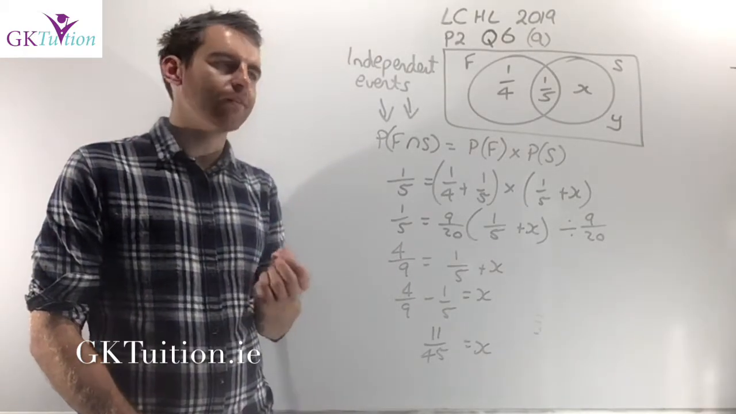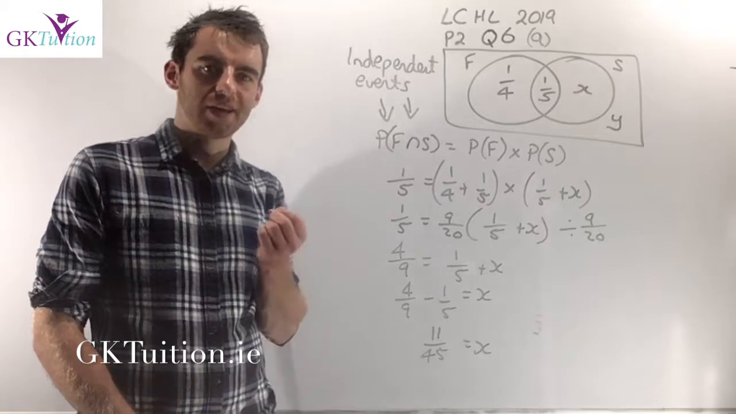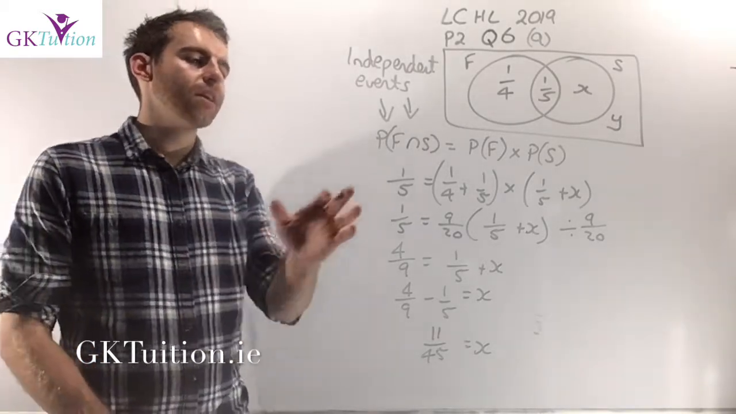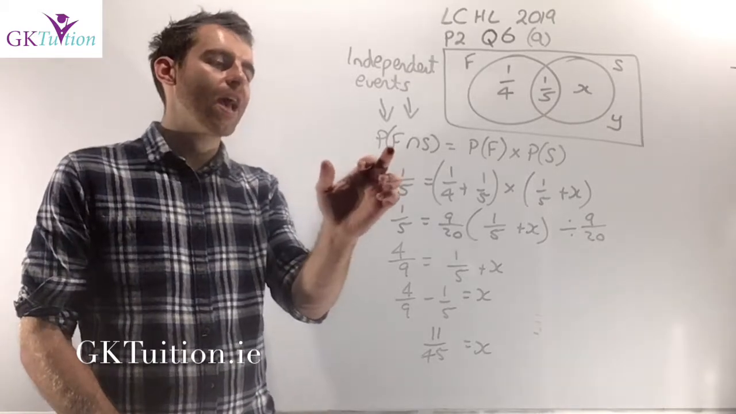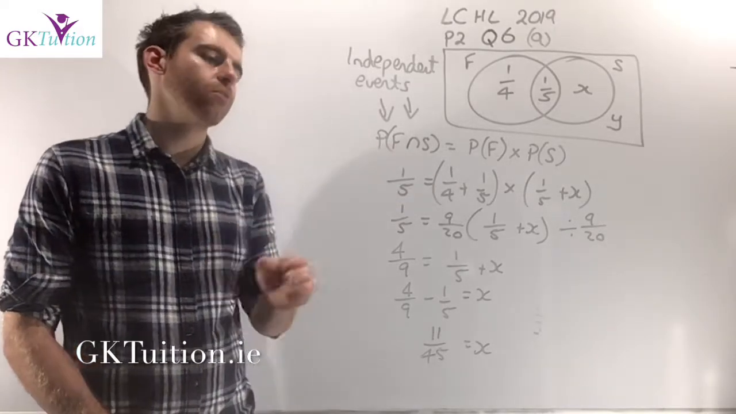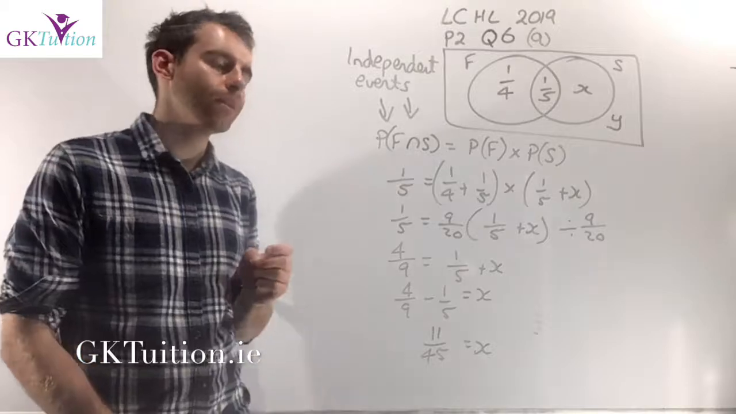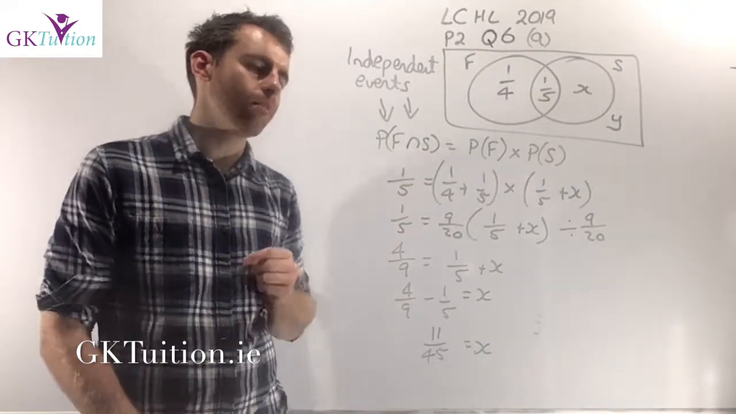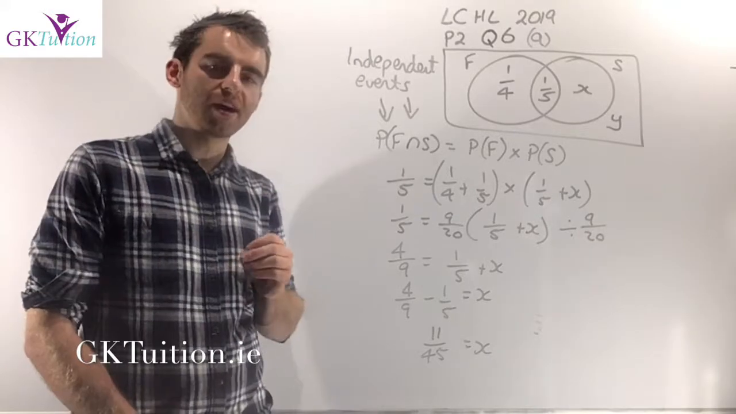Now the key is that they've told me that f and s are independent events. If f and s are independent events, that means that the probability of f intersection s, in other words the probability that both of them happen, is equal to the probability of f multiplied by the probability of s. So that's our starting point.